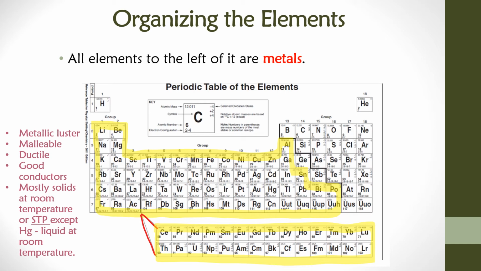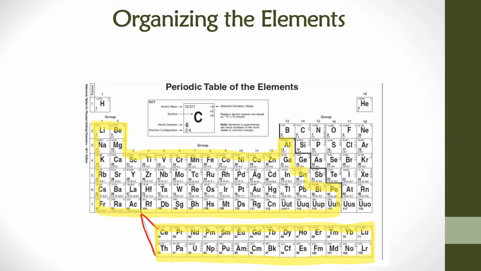And mercury, because mercury is a liquid at room temperature. And one thing to remember about metals, alongside all of the other things, is that metals tend to lose electrons. So they make positive ions, which are called the cations.